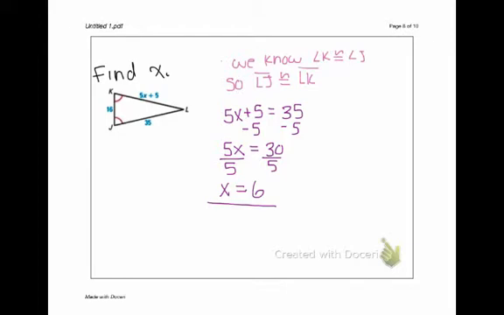Now, since we were asked to find x, we're all done here, but always pay attention to your questions because your questions may ask you to find the perimeter. So if we were to have to find the perimeter, we would plug x back in to 5x plus 5 and get that KL equals 35. And then remember to find the perimeter, we just add up all the sides. So we get 35 plus 35 plus 16, which is going to be, I think, 86. So always make sure you pay attention to the question and answer what it's asking.